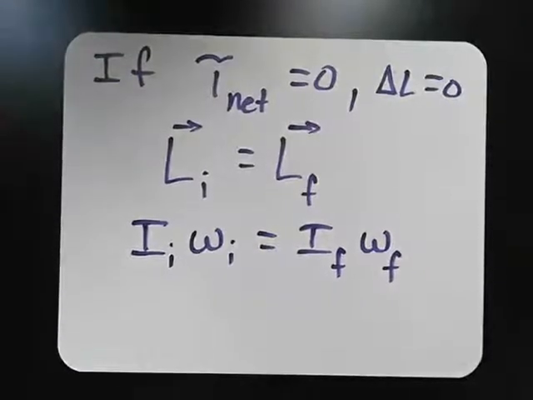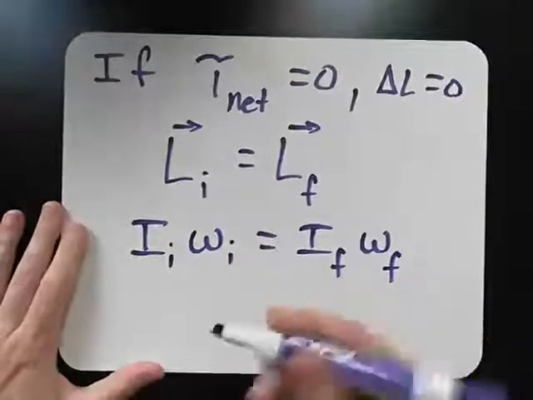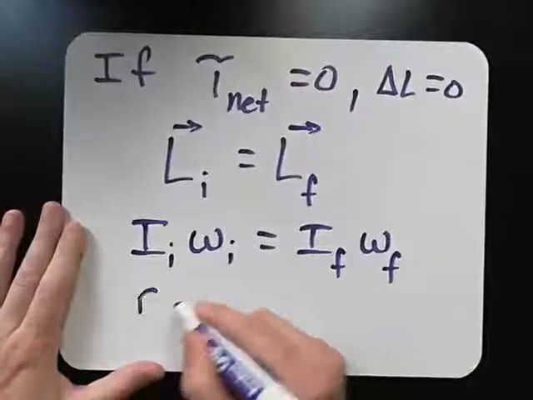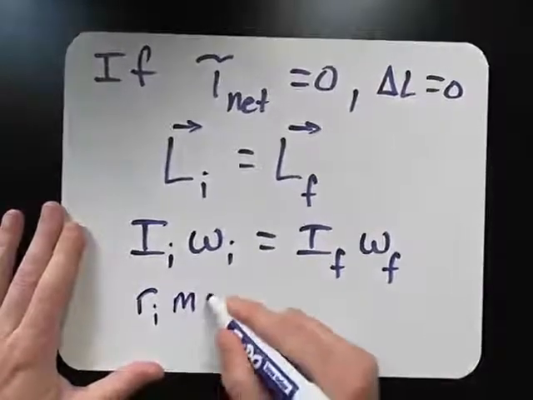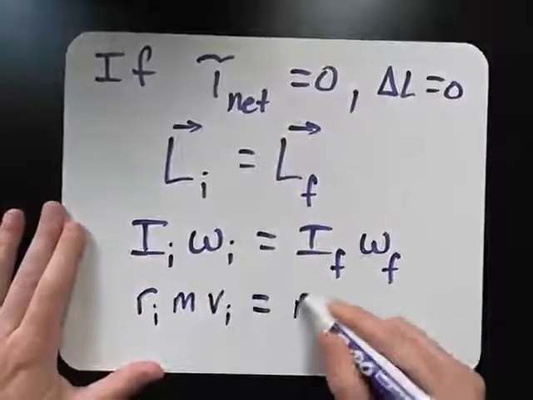So basically what ends up happening if you have conservation of angular momentum problems is you know the total angular momentum at the beginning and the end are the same. It's just a matter of dealing with that, okay? So typically what ends up happening in this section is you use either this, or you might use something like r m v equals r m v.